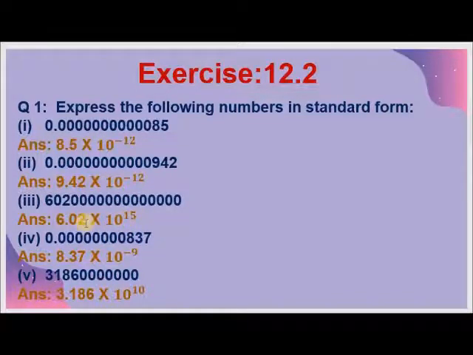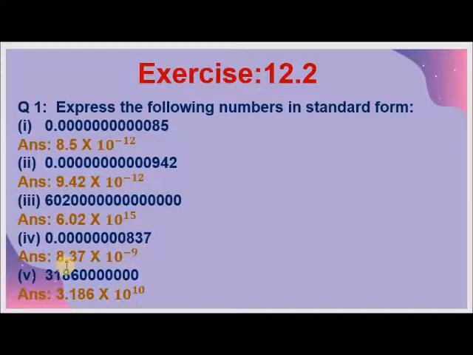Now our fourth part is 0.00000000837. So we have to shift our decimal after 8. If we count the digits from decimal till 8, these are 9. So this number we can write as 8.37 multiplied by 10 raised to the power minus 9.